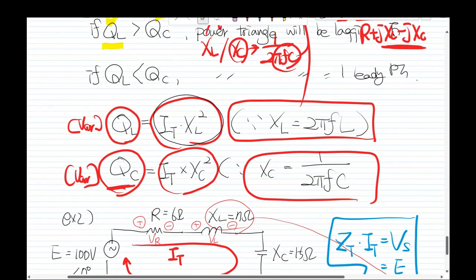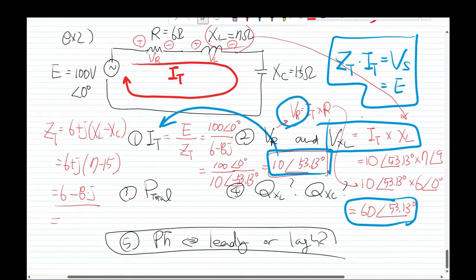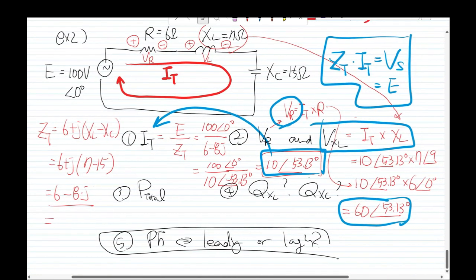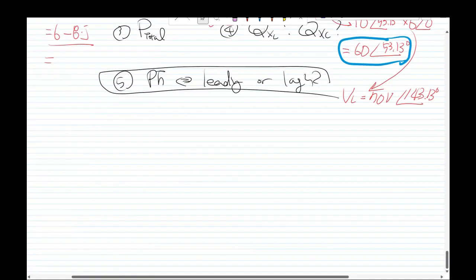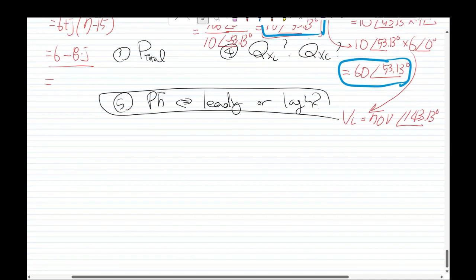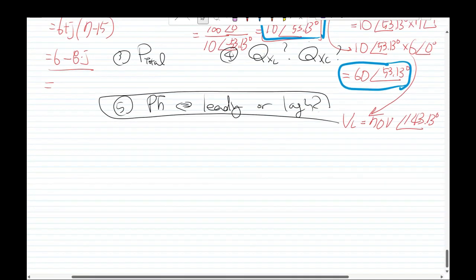Yep, hold it. That was right there. So finally, I'm sorry about that. It's really bad. The V sub L, 70 volt, 143.13 degree. Okay, that's right here. Let's see. Here, for question 2.